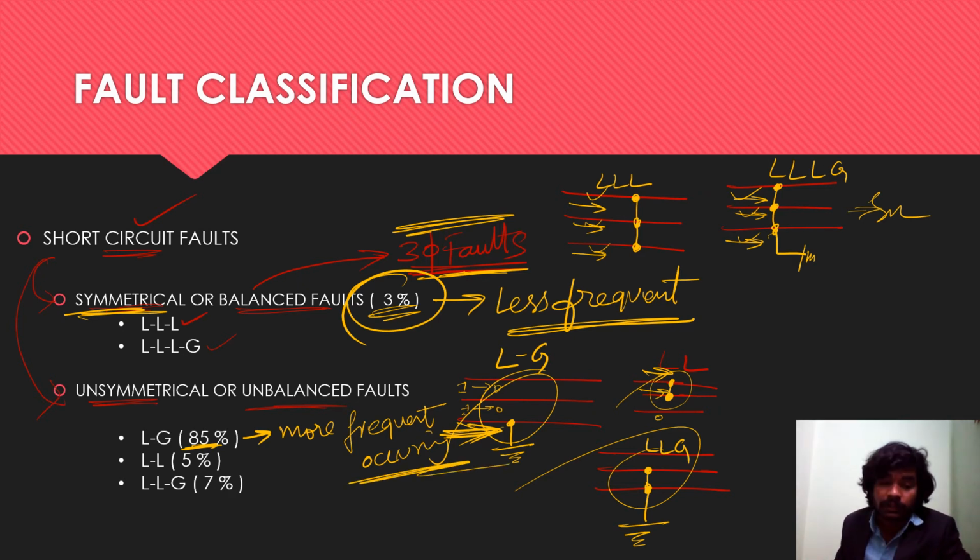85% of the total faults on the power system are LG faults, and the other one is the LL fault, line to line, which is about 5%. LLG faults are about 7%. You have got to remember these percentages for your competitive exams as multiple choice questions, and everything is important for you. There is nothing that is not important. Everything I'm presenting will be really very important.